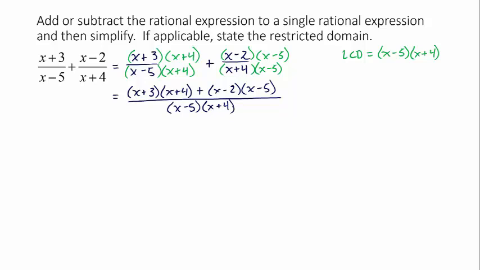You cannot cancel out factors of x plus 4 here, or x minus 5, because you're adding upstairs, right? So you've got to do all that FOILing, leave the denominator alone, but simplify the numerator.